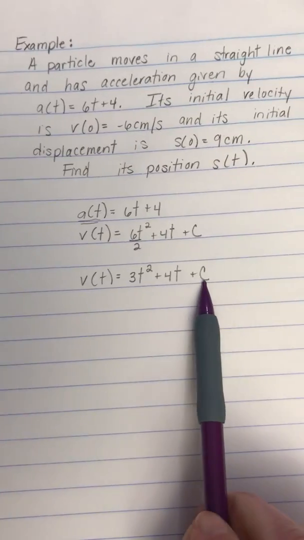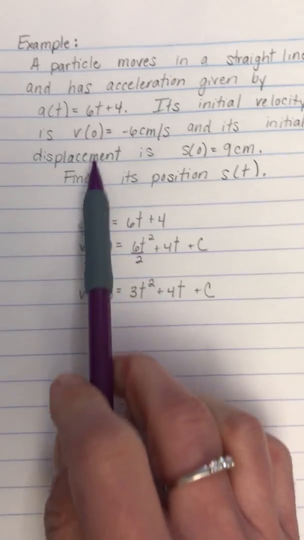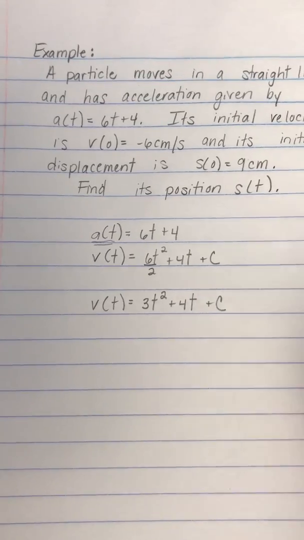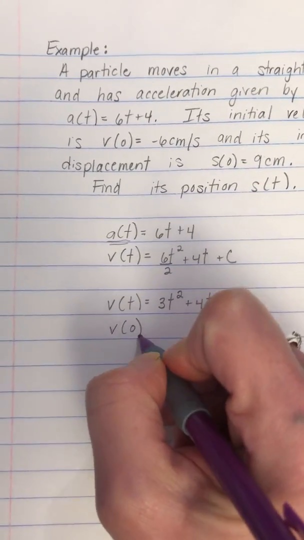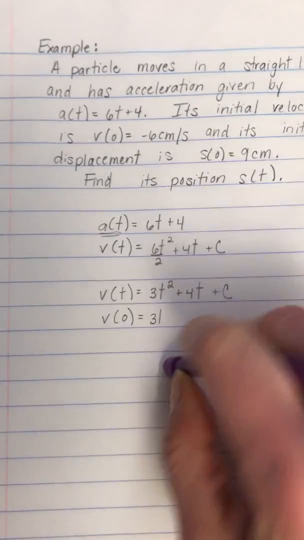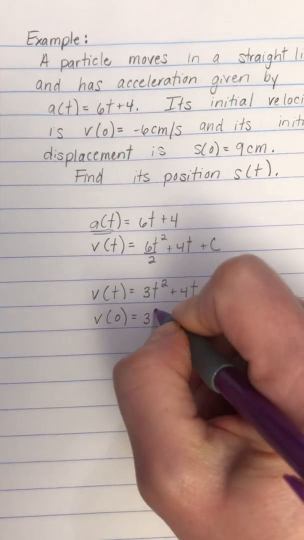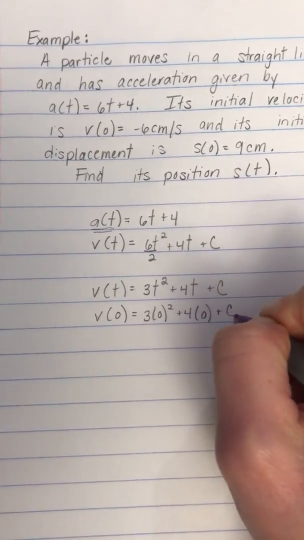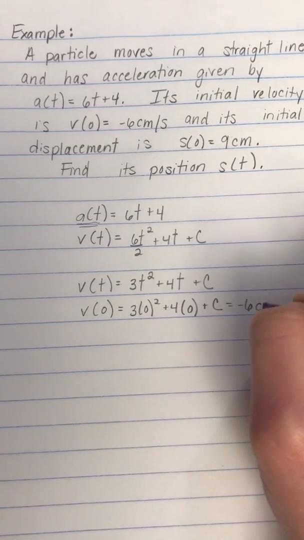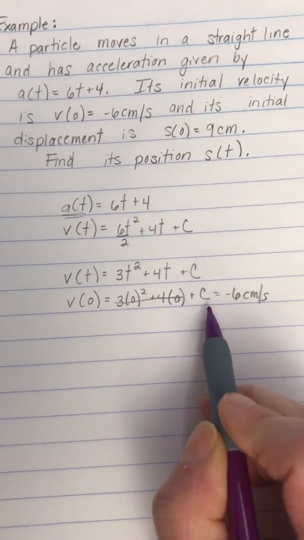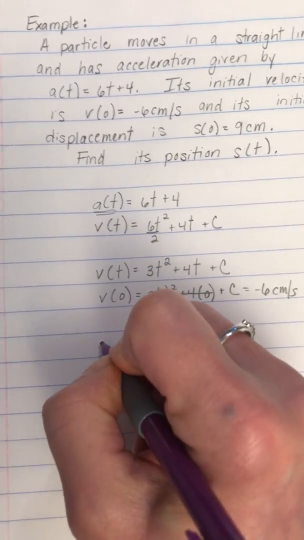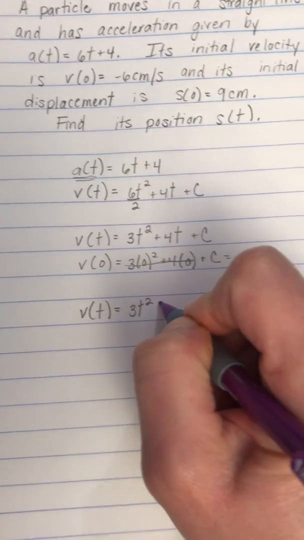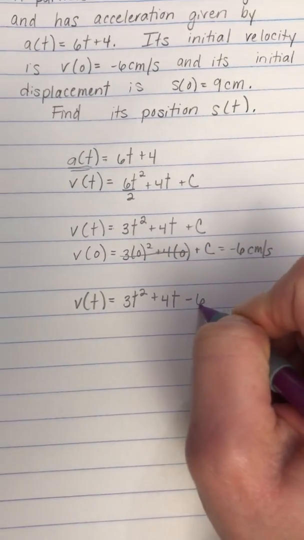Now we can go ahead and calculate what c is right now because we've got the initial velocity at negative 6 centimeters per second. So I'm going to plug that initial velocity in. That should be 3 of 0 squared plus 4 of 0 plus c is equal to negative 6 centimeters per second. So that means c is going to be negative 6. So my velocity function is now 3t squared plus 4t minus 6.